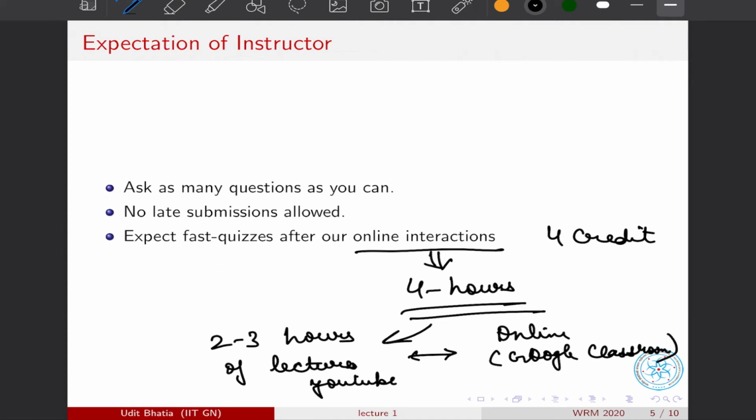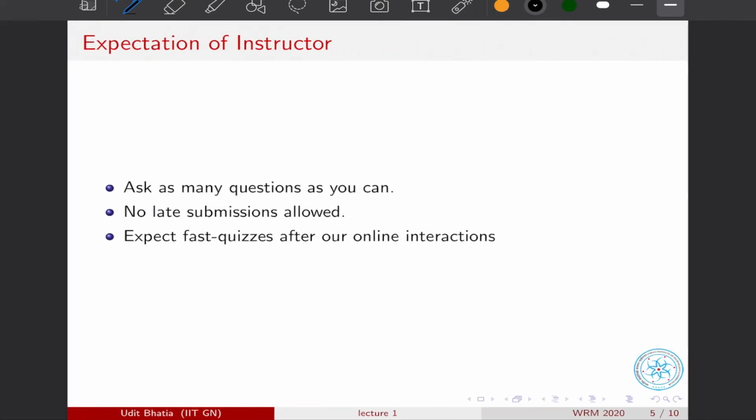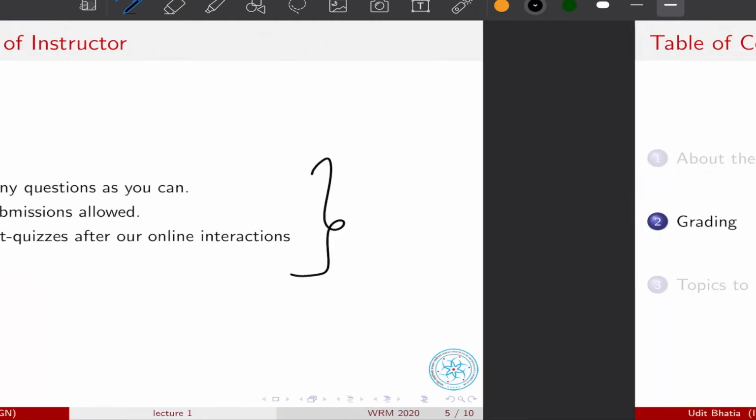So now that once you join on Google Classroom, be prepared to ask questions, be prepared to answer questions from my side. And once you watch these videos, expect small, fast quizzes coming your way, which you have to submit in a time. And if you have any questions, you can discuss with me. So these are the three expectations summed up together. This is all I expect.